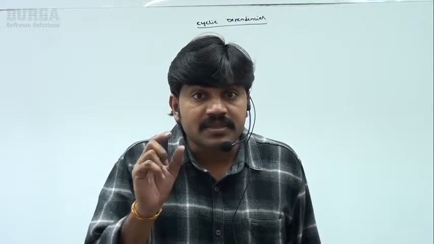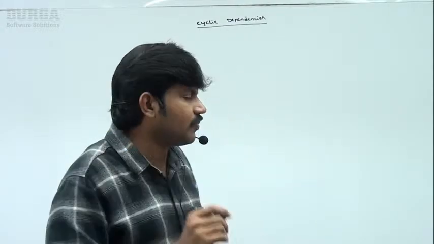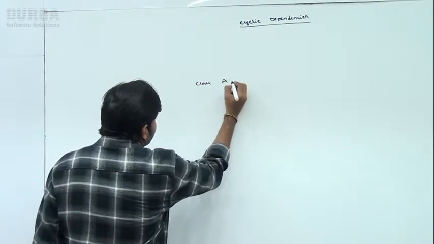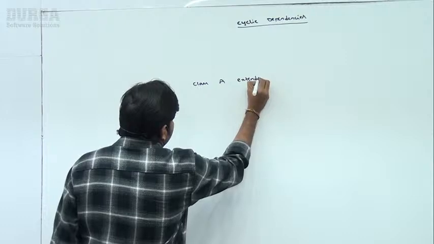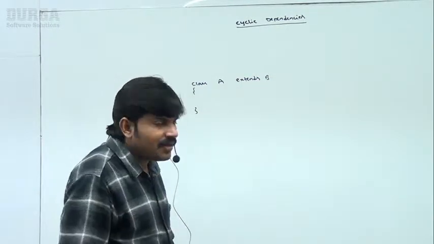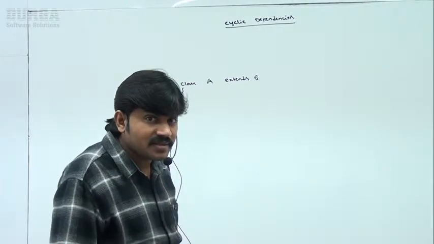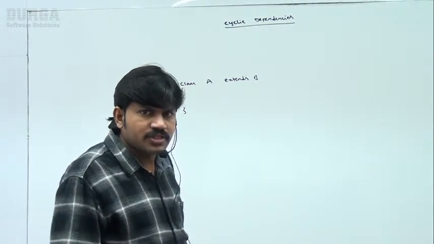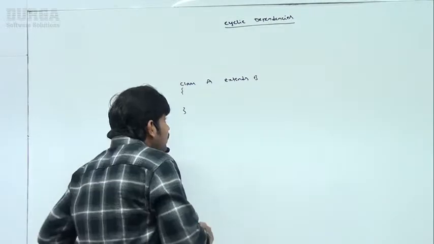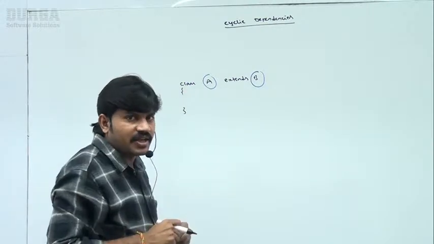may have heard cyclic inheritance. Are you getting what the word is? Cyclic inheritance. Best example: observe that I have class A extends B. Which is the parent class, which is the child class? B is the parent class and A is the child class. Are you getting? B is the parent class and A is the child class.